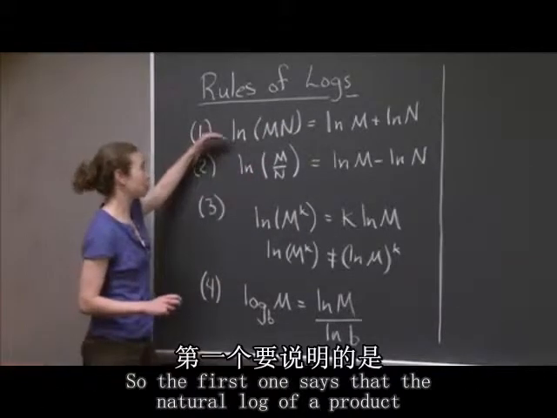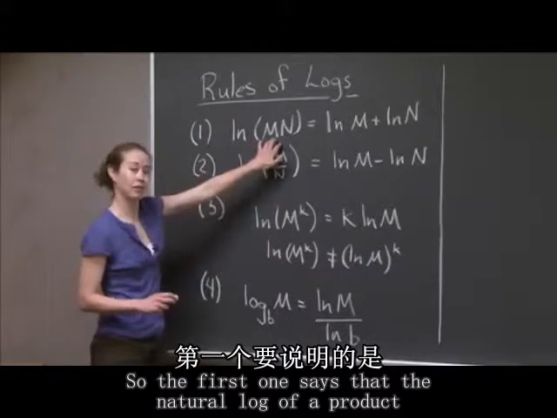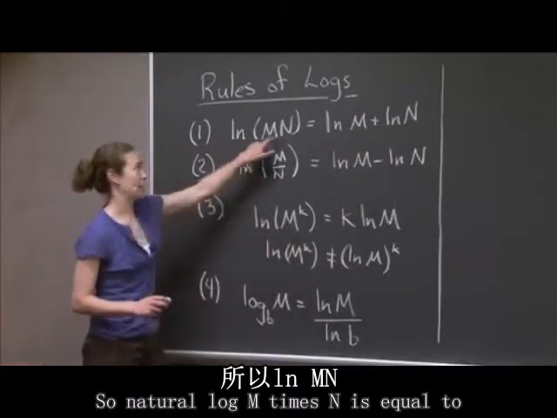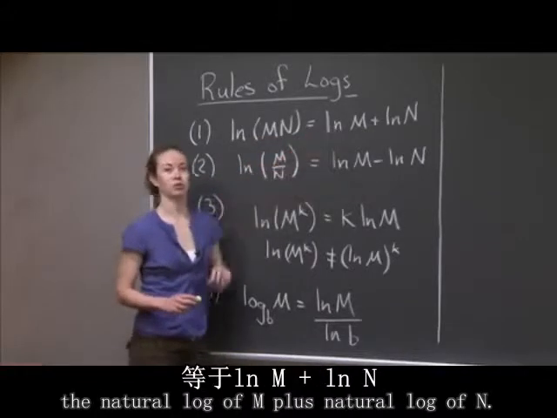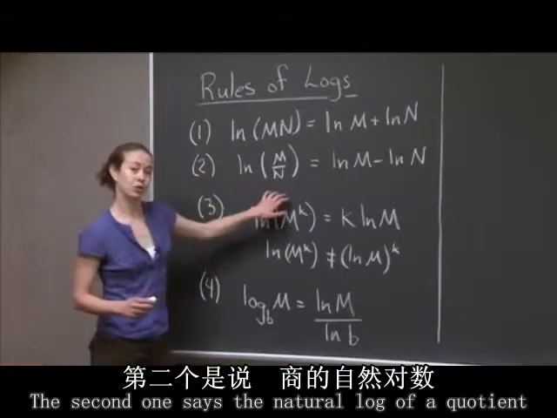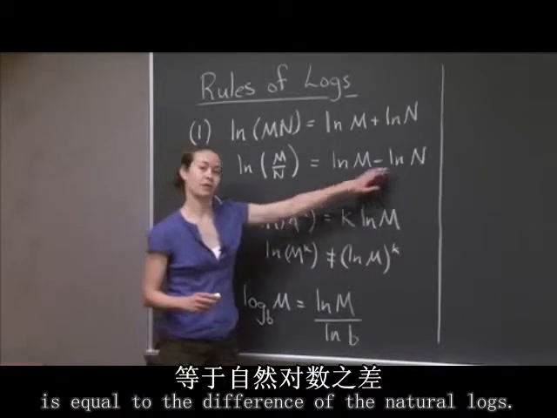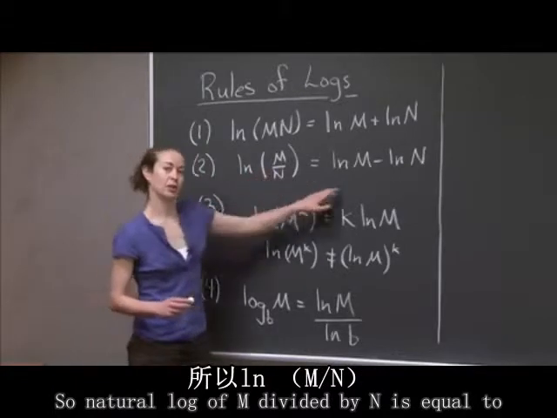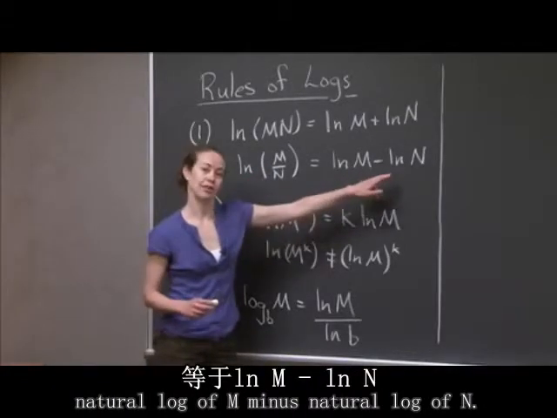The first one says that the natural log of a product is equal to the sum of the natural logs. So natural log of m times n is equal to the natural log of m plus natural log of n. The second one says the natural log of a quotient is equal to the difference of the natural logs. So natural log of m divided by n is equal to natural log of m minus natural log of n.